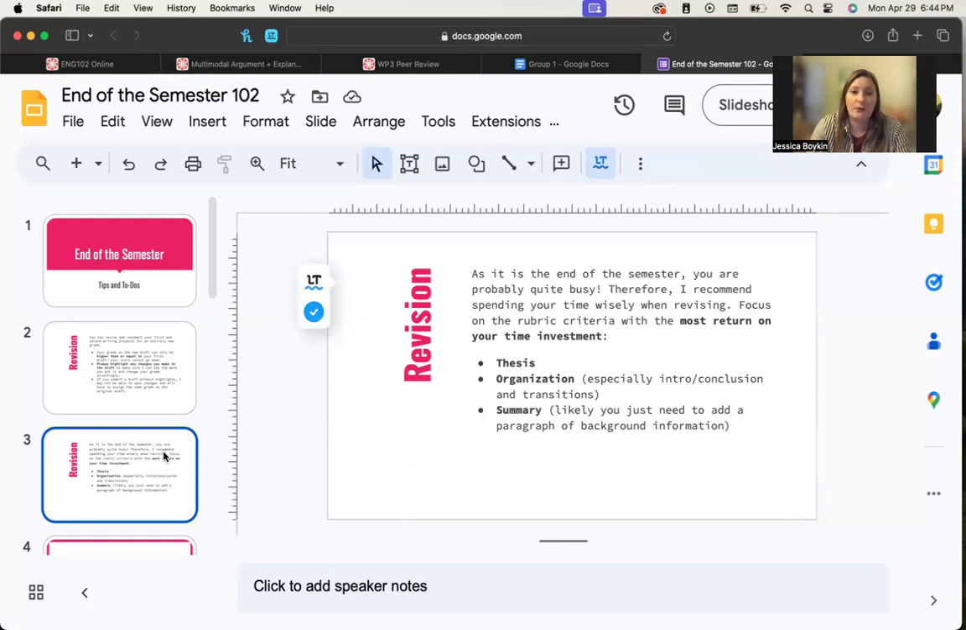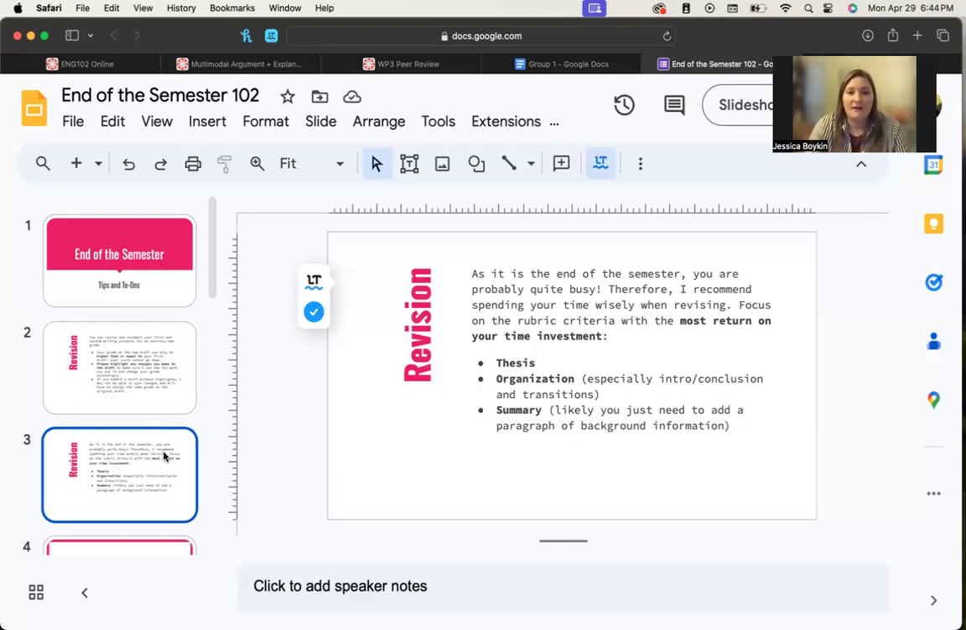I have kind of priorities. I think if you want to revise, you want to focus on your thesis first, then you can go to organization and then a summary. This is going to be the biggest return on your investment time-wise. Thesis is usually a sentence long. It doesn't take very long to write, but you need to get it right in order to get those points, right?